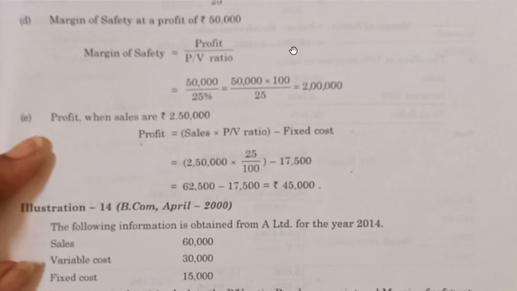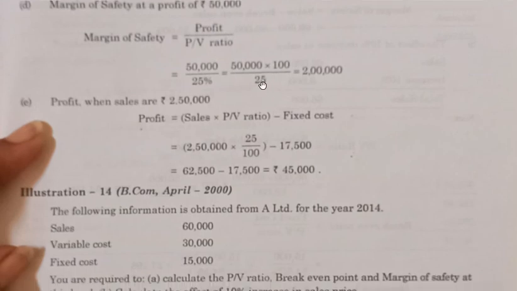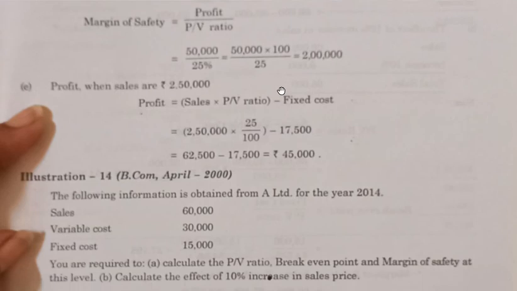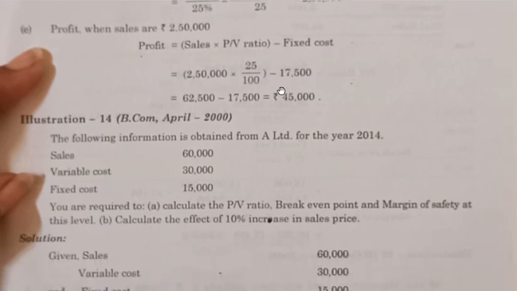Margin of safety, they are giving the profit to be 50,000. So margin of safety is equal to profit divided by PV ratio. 50,000 divided by 25%. So you get 50,000 into 100 divided by 25, which is equal to 2 lakhs.